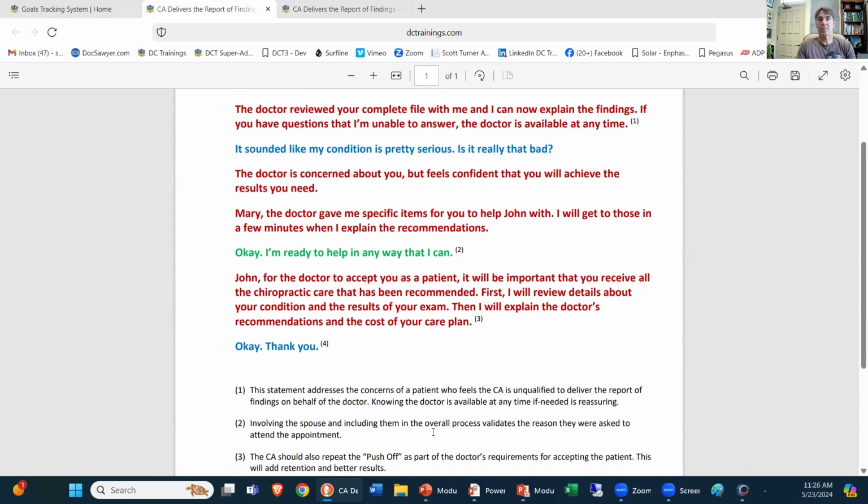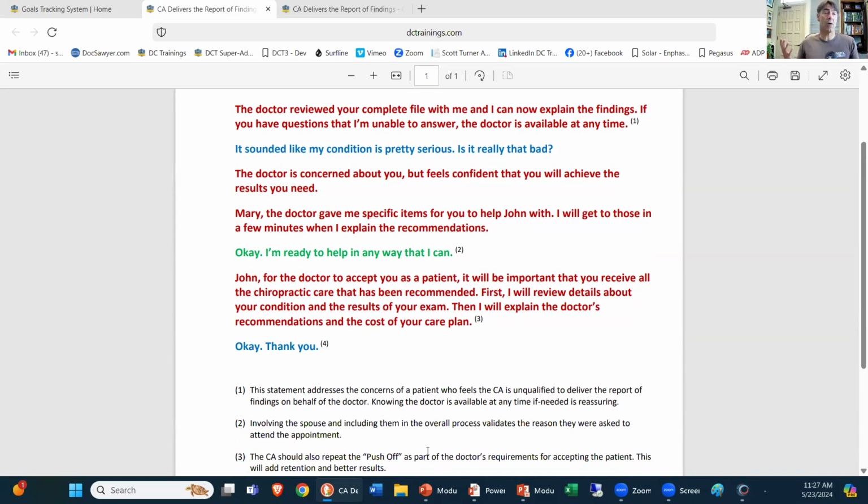And let's jump down to footnote 2. Involving the spouse and including them in the overall process validates the reason they were asked to attend the appointment. Now I know that there's some coaching seminar practices out there where they say the spouse needs to come to the report of findings because you have to make a financial decision and a commitment to the appointments. Well, if I'm the spouse, that's not validating why I'm here, right?